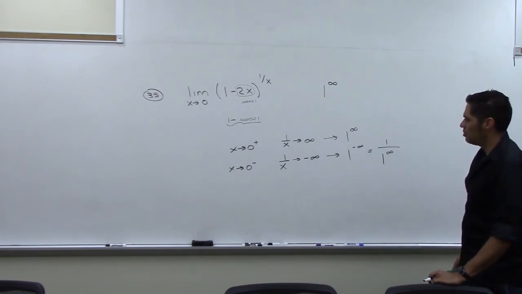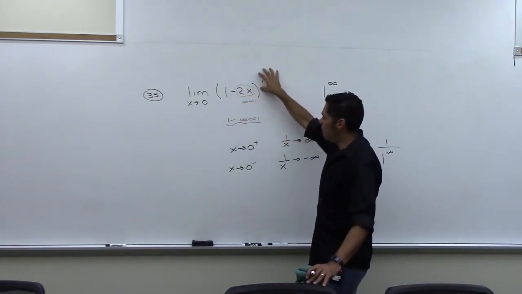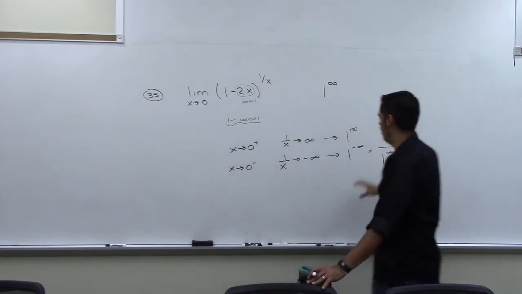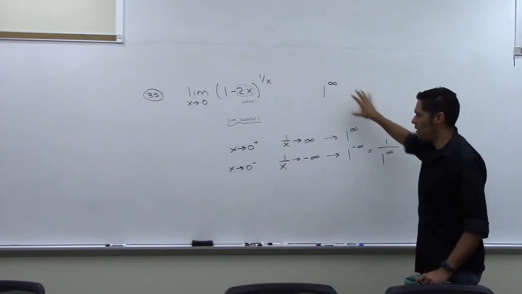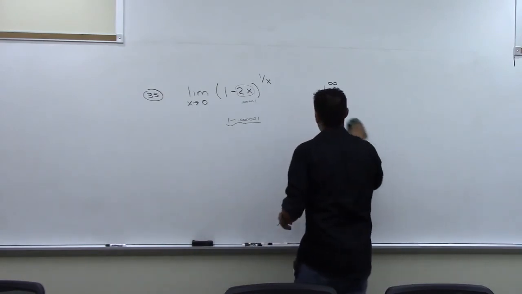So let's just work through this, all right? This is an indeterminate form. You have a base that involves x. You have an exponent that involves x. We've agreed it's indeterminate, either way we look at it. So let's go ahead and go about this the same way we did the previous problem.